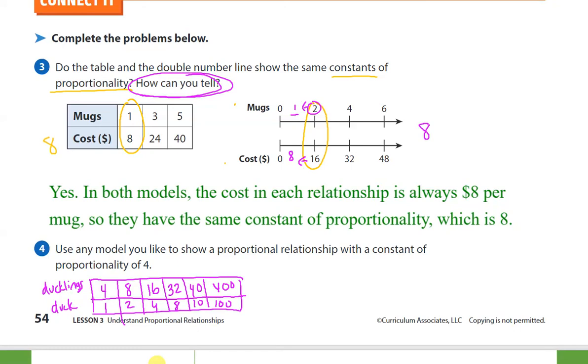Or you could do, you don't have to do both of these. So I did the table model. You could also do the equation, which would be, we want ducklings to be represented by a little d, and ducks to be represented by a big D, and that would give us ducklings equals mother ducks times 4. So that would be the equation.